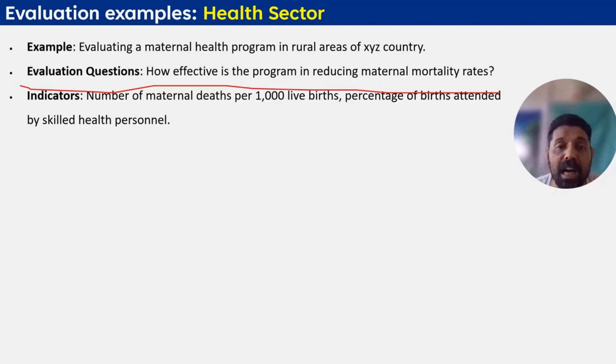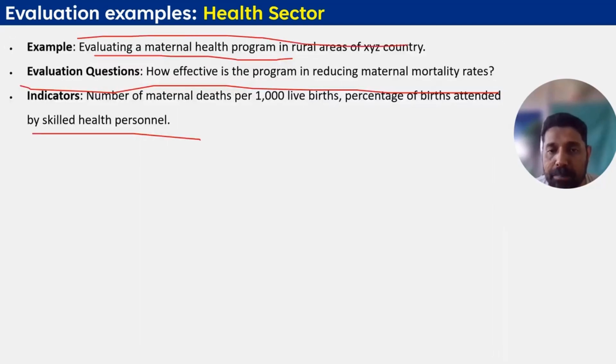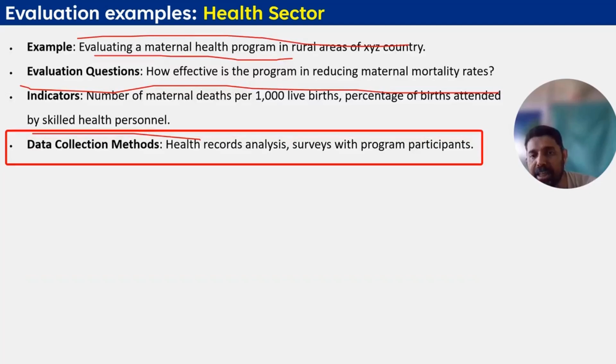So when you are asking this type of question and evaluating maternal health, obviously your indicator would be the number of maternal deaths per 1000 live births, and the percentage of births attended by skilled health personnel. This is also an example of an indicator that you would need to evaluate if you are evaluating this project. Data collection method: health record analysis, surveys with program participants. You will conduct surveys and you will also analyze health records.